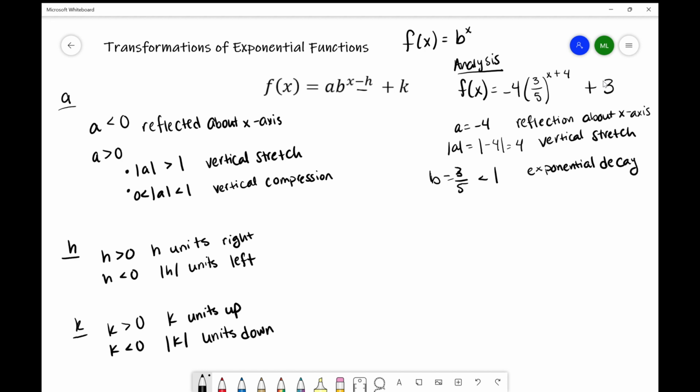And then we have an h. Our h, you see now what I was talking about earlier, the x minus h. Here we have x plus 4. It's not in the x minus h form. So this means your h is a negative number. So h is equal to -4 in this instance, and that's how they have x plus 4. So if h is equal to -4, h is less than 0. So I take the absolute value of -4, so I'm moving 4 units to the left.